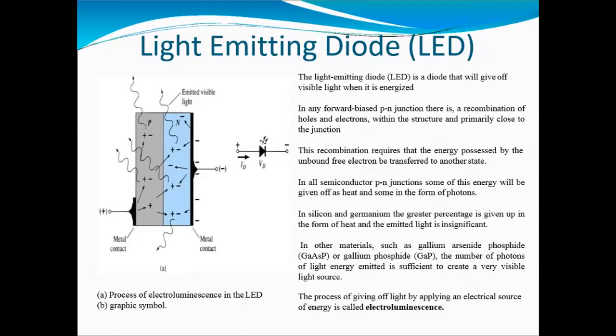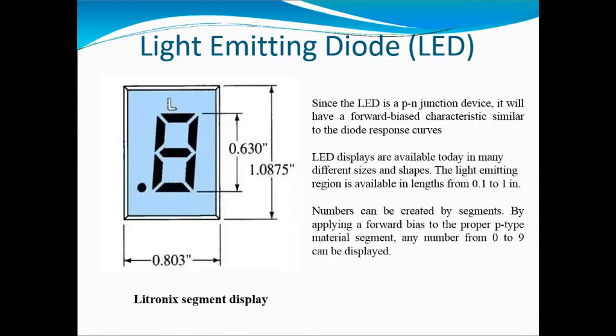In a light emitting diode, the PN junction is very important. The process of giving off light by applying an electrical source of energy is called electroluminescence. Diagram A shows the process of electroluminescence in the LED. B is the graphic symbol of the LED. Since the LED is a PN junction device, it will have forward bias characteristics similar to the diode response curves.